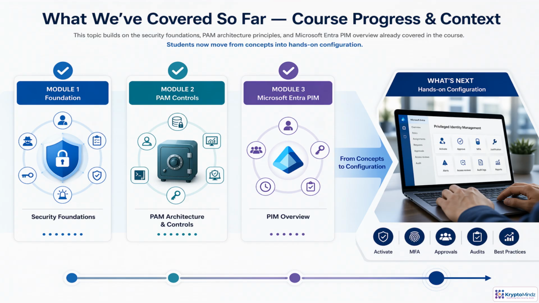Before we configure anything, let's connect this to the path so far. We started with IAM risk, least privilege, and zero trust. Then looked at PAM controls such as vaulting, rotation, and monitoring. Now we'll apply those ideas in Microsoft Entra by creating eligible role assignments and setting the stage for activation, MFA, approvals, audits, and reviews.